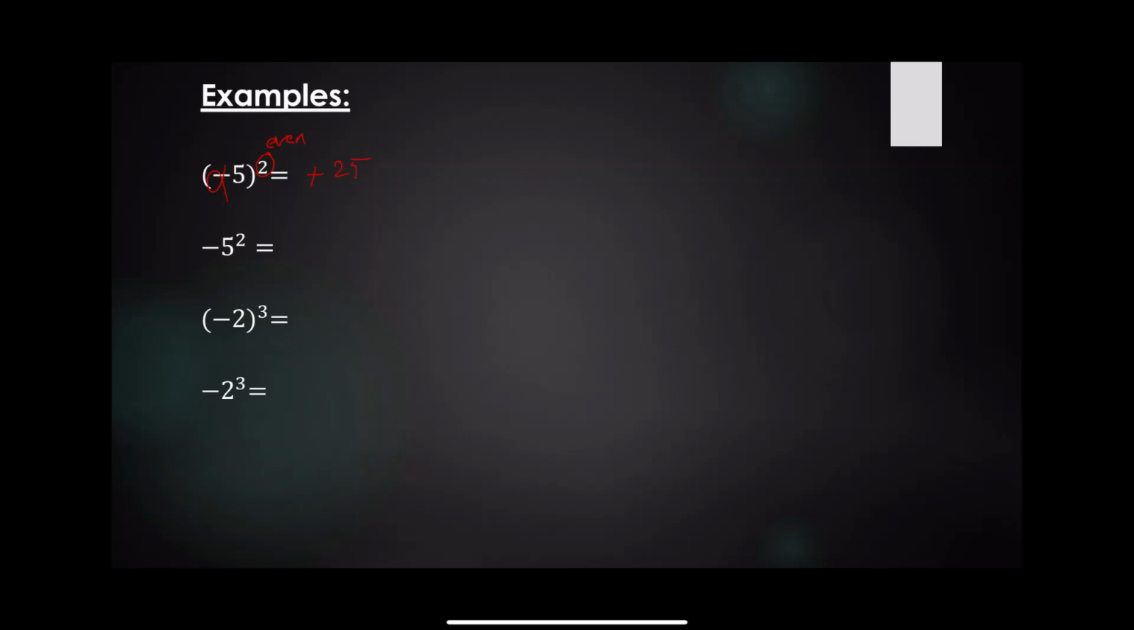If we want to check, what do we mean by negative 5 to the power 2? It's negative 5 times negative 5. Remember, negative times negative is positive, and 5 times 5 is 25.